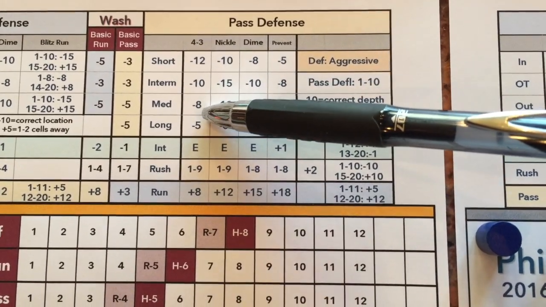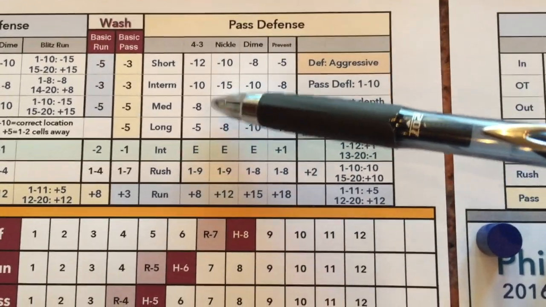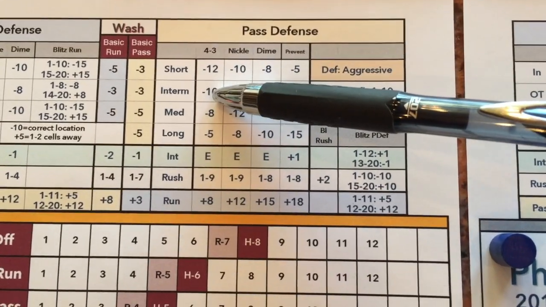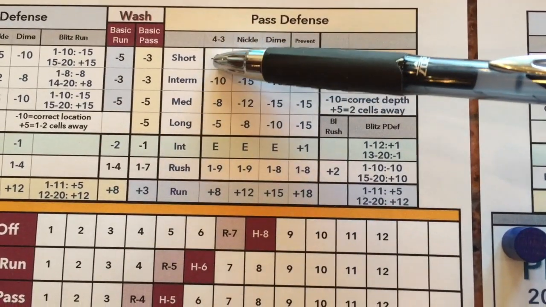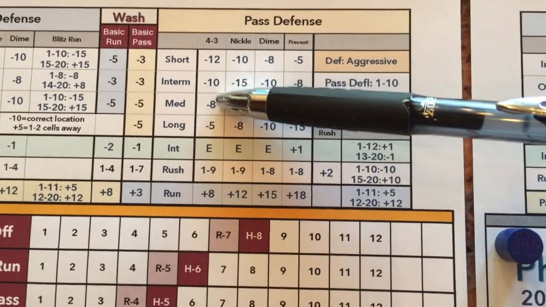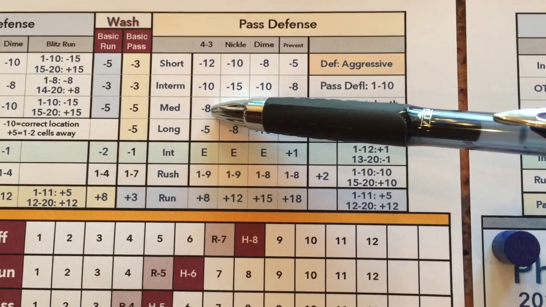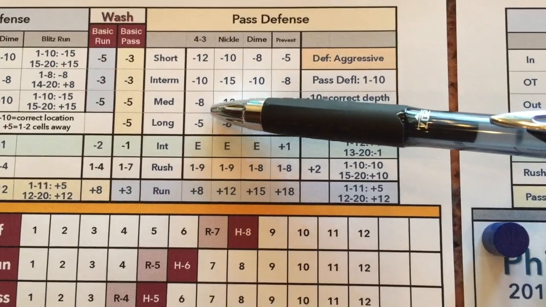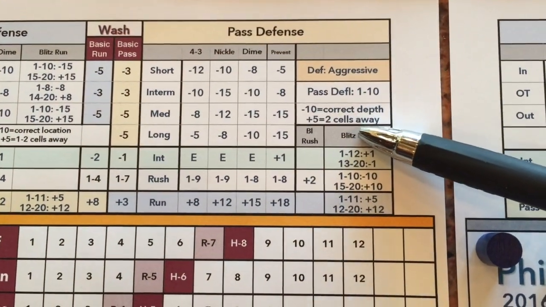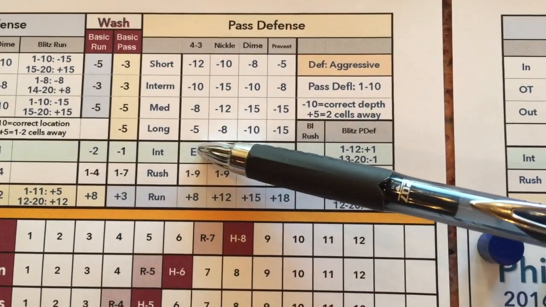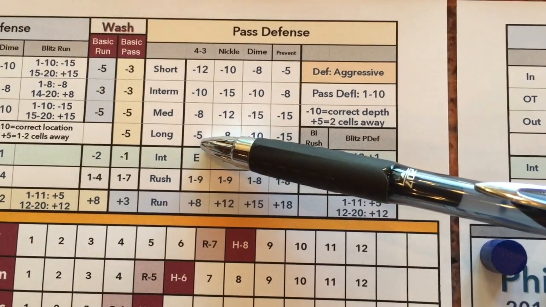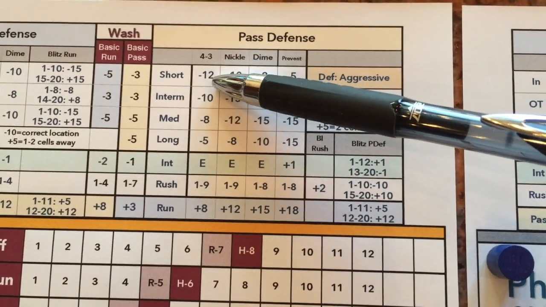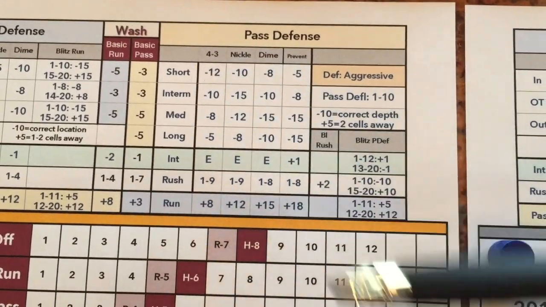If, however, they had chosen medium pass, which is 1 cell away, so from an intermediate pass, short and medium are 1 cell away, you just use that number that's in the cell. So if it was a medium pass, it would be minus 8. If you're 2 cells away, you can see that you add 5 to it. So minus 5 plus 5 is 0, or minus 12 plus 5 is a minus 7.